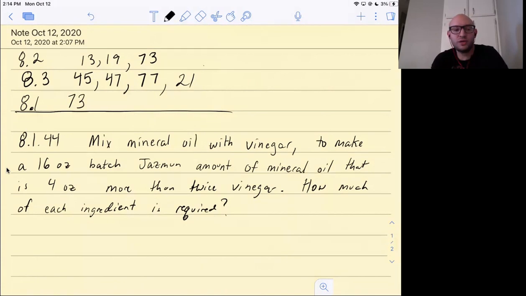So you have 2 types of ingredients, the mineral oil and the vinegar. And you want to make this batch, a 16-ounce batch. And they give you a condition, and focus on the word "is." So, and kind of what are your unknowns?